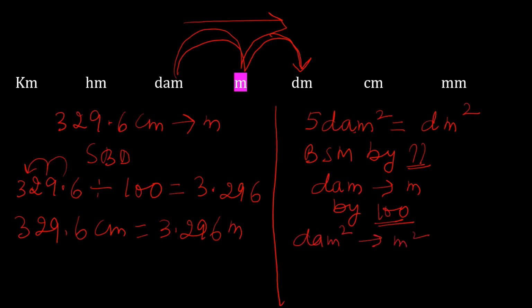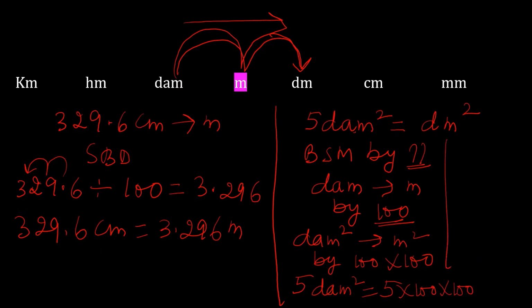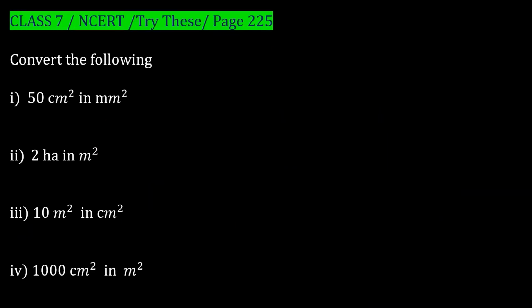So you will multiply 5 decameter square by 100 into 100 because it is a square. So you are squaring both sides. Decameter square will be meter square, so you are multiplying by 100, 100 into 100 because it is a square. So 5 decameter square will be 5 into 100 and one more time 100, and it will be decimeter square. So 5 decameter square will become, let me write, 50,000 decimeter square. So the steps are the same, only if it is a square you will multiply by that number 2 times or divide by it 2 times.